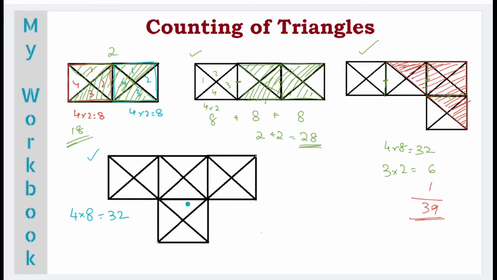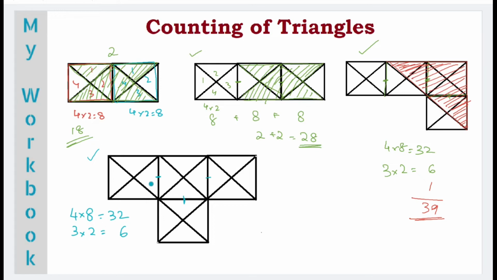Now let's move on to the joints. We have seen that for each joint there will be 2 new triangles formed. Let's count the number of joints in this image. This is one joint, this is second joint, and here there is the third joint. So 3 joints. So the number of triangles formed will be 3 into 2, 6.